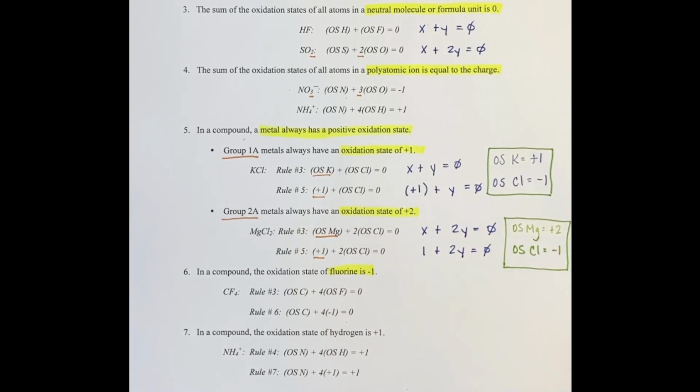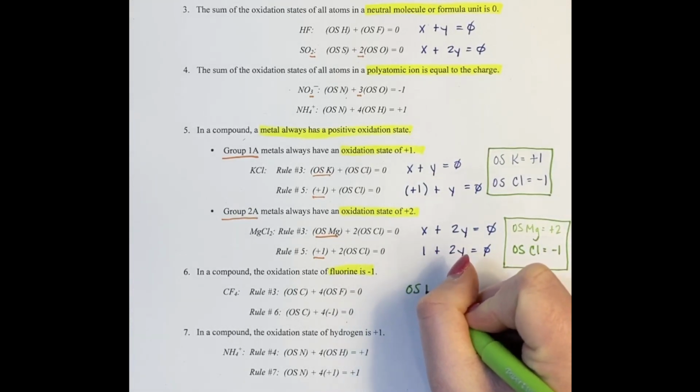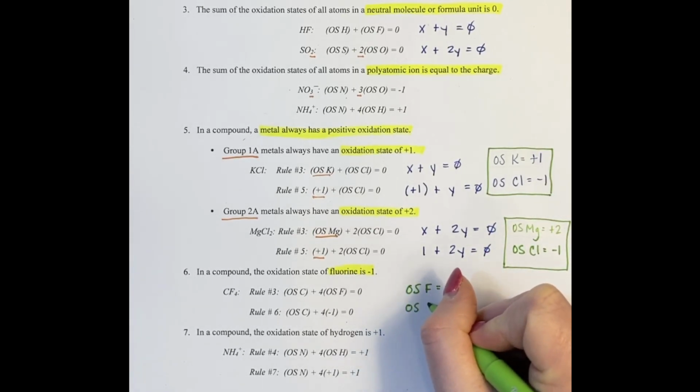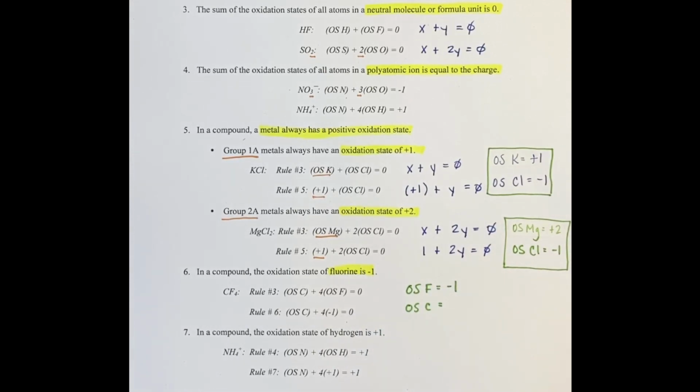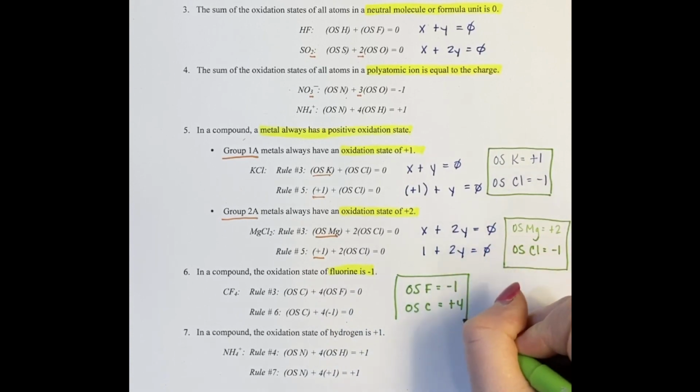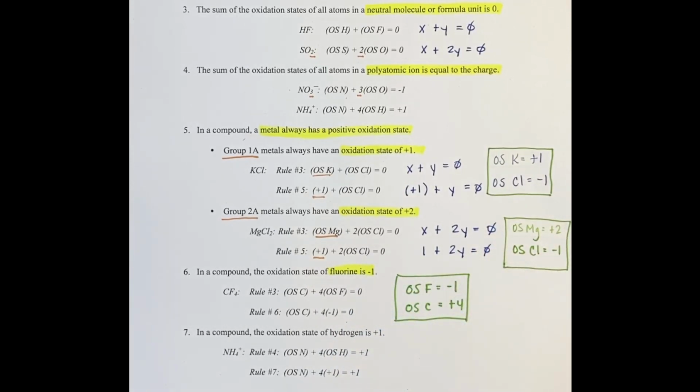What we know from the information given to us in the oxidation state rules is that the oxidation state of the fluorine is going to be minus 1, and we then calculate that the oxidation state of the carbon in this example is plus 4. Rule 7 says that in a compound, the oxidation state of hydrogen is plus 1.